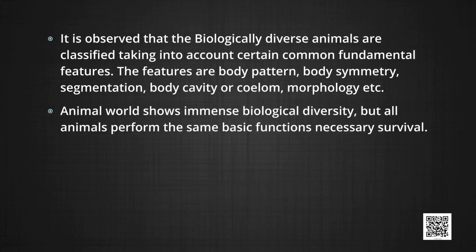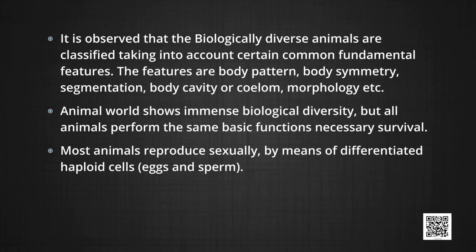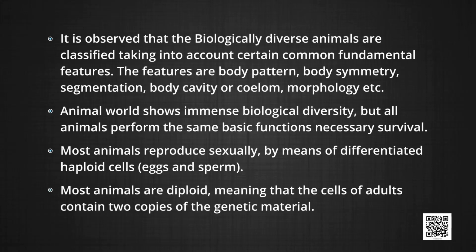The animal world shows immense biological diversity, but all animals perform the same basic functions necessary for survival. Most animals reproduce sexually by means of differentiated haploid cells, eggs and sperms. Most animals are diploid, meaning that the cells of adults contain two copies of genetic material. Sexual reproduction occurs by gamete formation in specialized organs called gonads.